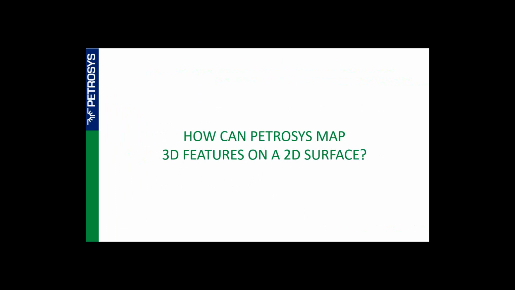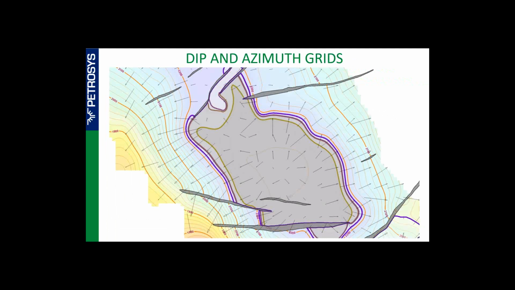So let's take a look at some of the ways we can model direction in Petrosys PRO before moving on to the demo. The first method I'm going to show you today is our dip and azimuth grids. A dip and azimuth grid will populate your grid surface with vectors that represent dip and azimuth. As you may know, a dip is the angle that your surface makes with the horizon, and azimuth is the direction in which your structure is dipping at that point.